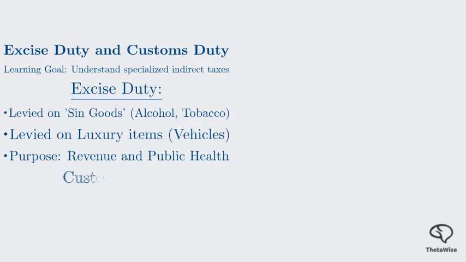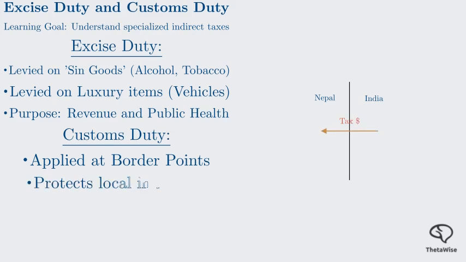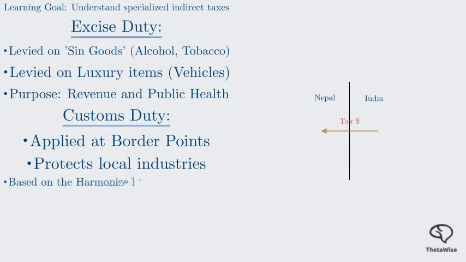Because Nepal is a landlocked country that imports a large volume of goods, customs duty is vital. It is collected at border points like Birgunj or Bairahawa. These duties protect local farmers and manufacturers by making imported substitutes more expensive. The calculation is based on the Harmonized System, or HS code.